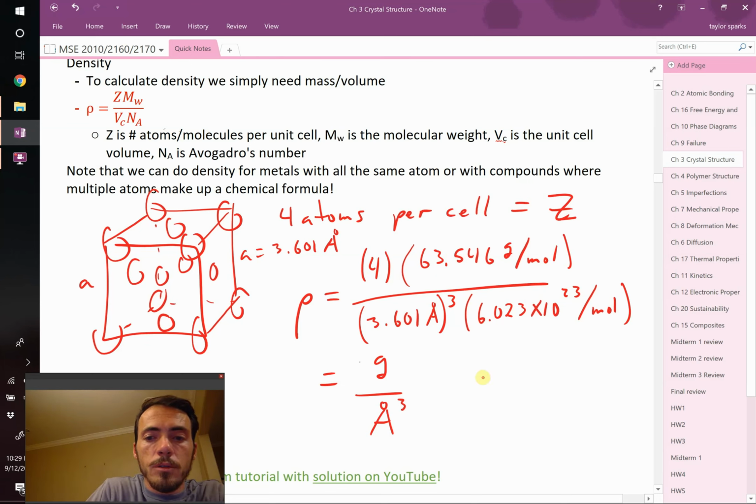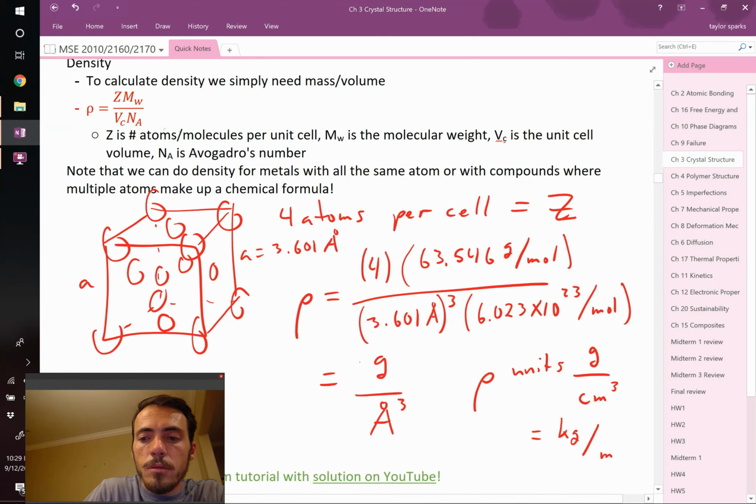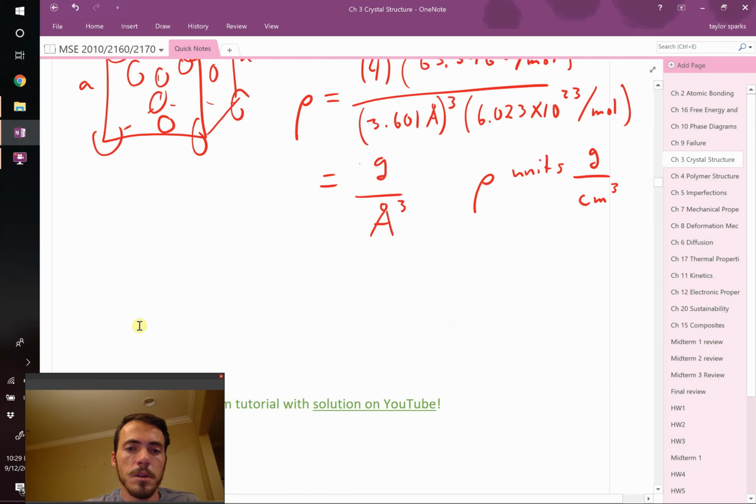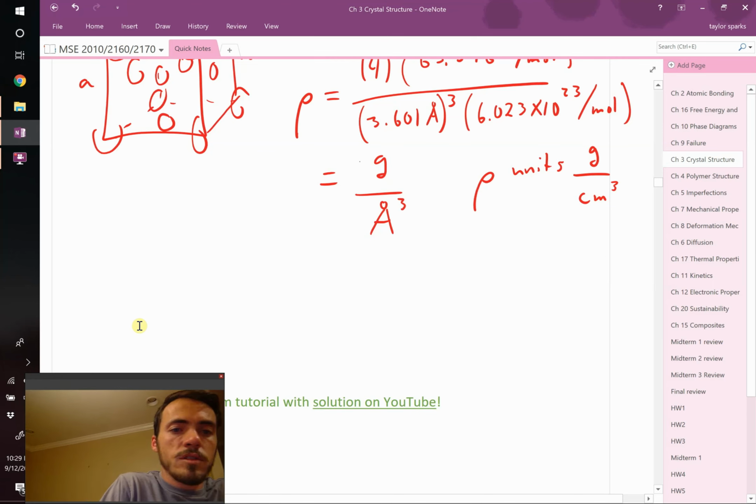We typically report density in grams per centimeter cubed, which happens to be the same as kilograms. Oh no, it's not the same. Never mind. Another way that it's commonly presented is kilograms per meter cubed. They're not the same thing. So how do you make that conversion from angstroms cubed to centimeters cubed? The last thing I'll show you here before we wrap up is, let's say that you got your answer in grams per meter cubed because you converted angstroms to meters. How do you go from meter cubed to centimeter cubed?